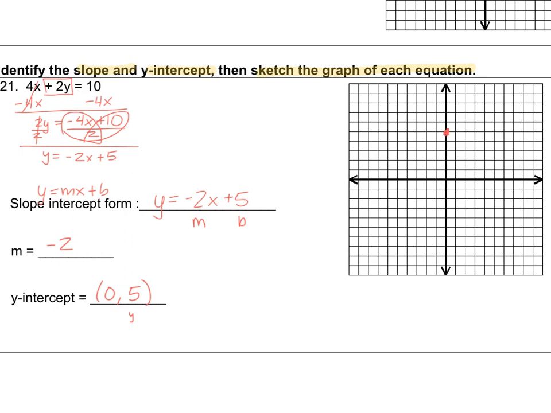And then I want to use my slope. Since it's negative 2, I'm going to be going down 2 and then right 1. So down 2, right 1, down 2, right 1. And then from there, I can lay my ID on it and get a nice, pretty straight line. Okay, so that gets our points for it on there.